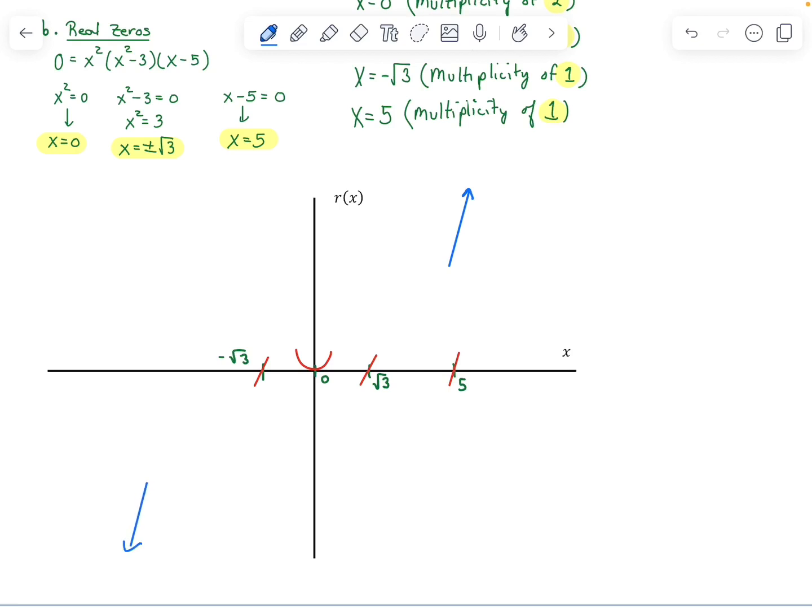Now let's sketch the graph. The graph is going to increase and cross the horizontal axis at negative square root of 3. Then it's going to touch at 0. Then it's going to come back down and cross at square root of 3. And then come back up and cross at 5. And that is the graph of r of x. And we are done.